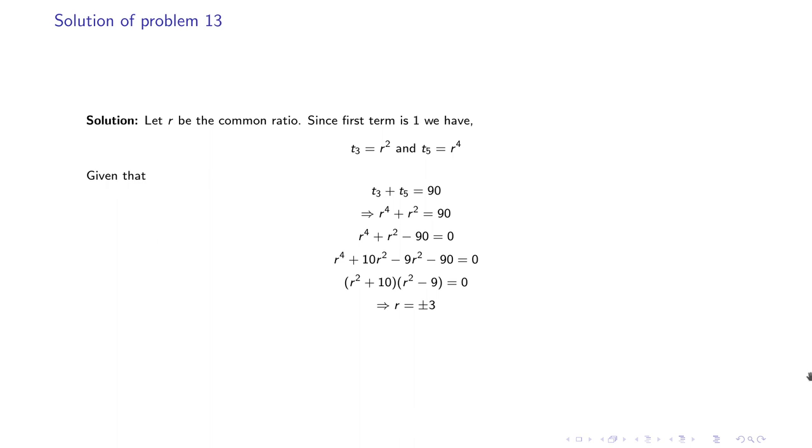So we factorize this as r to the power 4 plus 10 r square minus 9 r square minus 90 is equal to 0. So we get two factors here, r square plus 10 is equal to 0 and r square minus 9 is equal to 0. Now r square plus 10 cannot be 0 because that would make r the square root of minus 10, and then the GP will not be possible. So what we have is r square is equal to 9. So r will become plus minus 3.